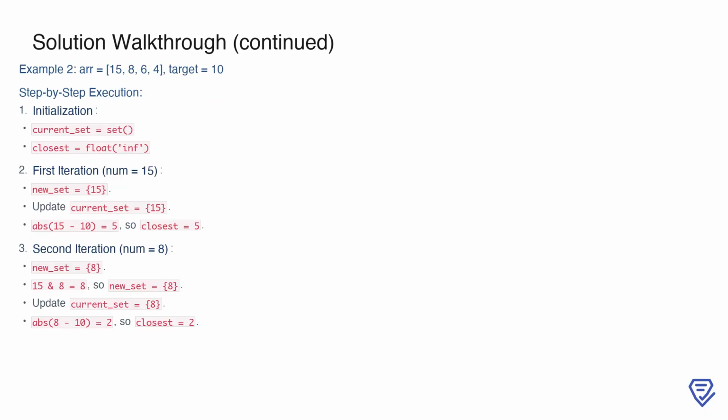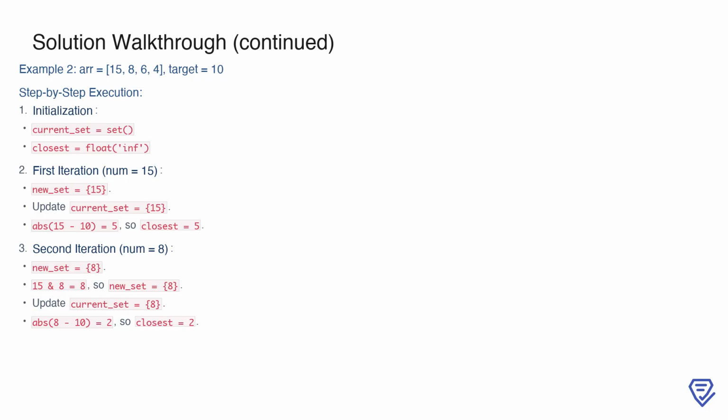Now, let's analyze a new example with the array 15, 8, 6, 4, and target value 10. Again, we initialize current_set as an empty set and closest as infinity. In the first iteration, we process the number 15. Starting with new_set equals 15, we update current_set to 15. The absolute difference abs(15 - 10) equals 5, so we set closest to 5.